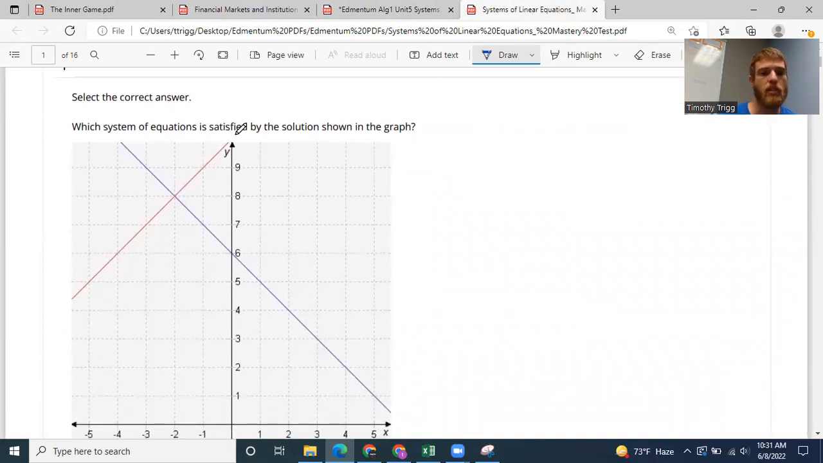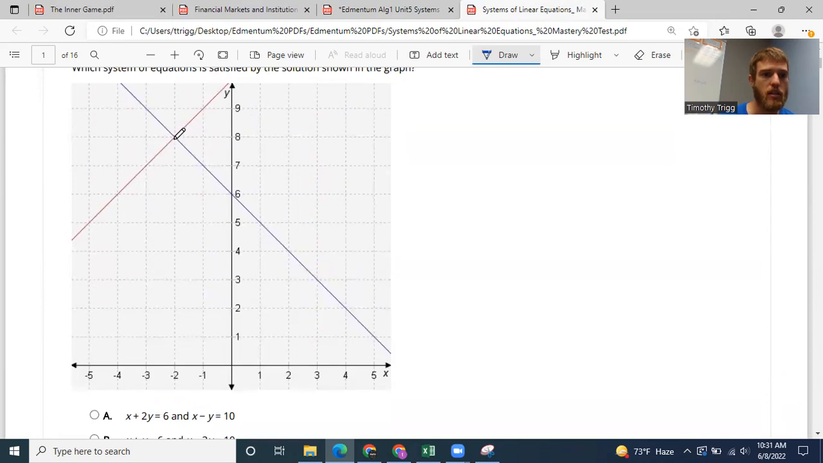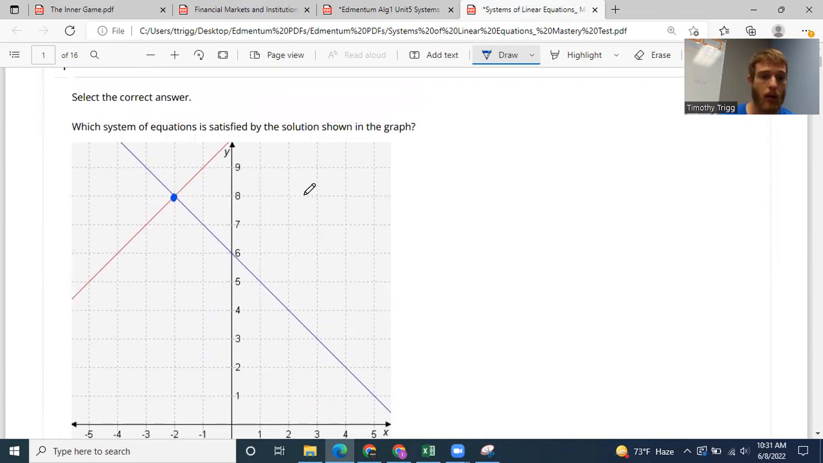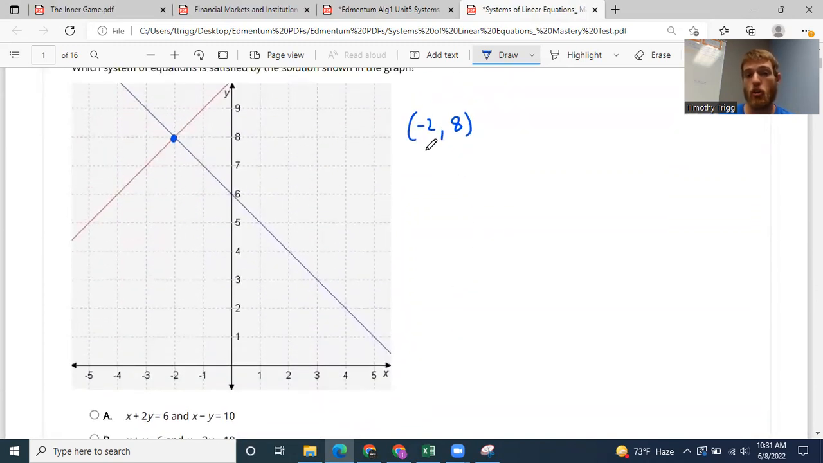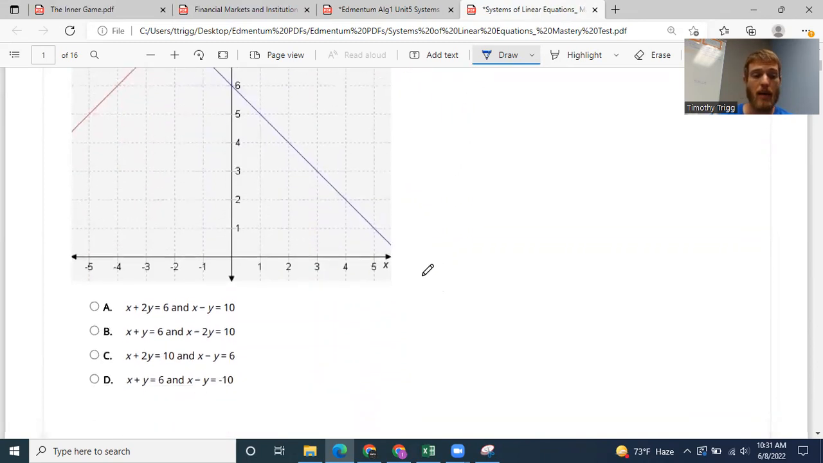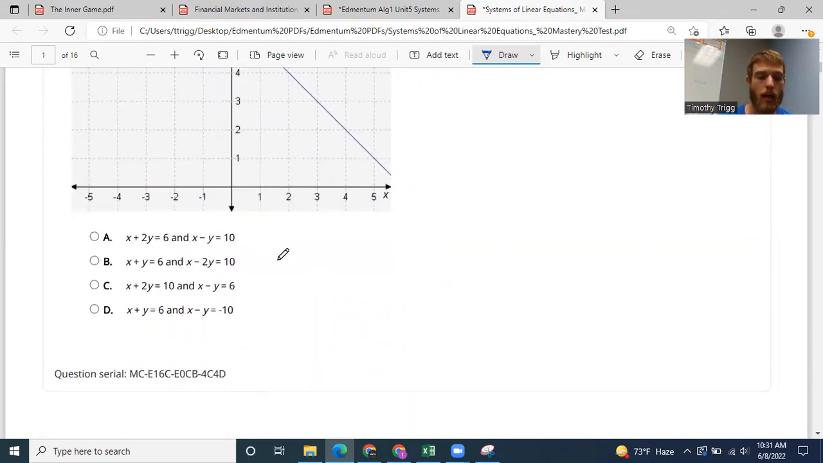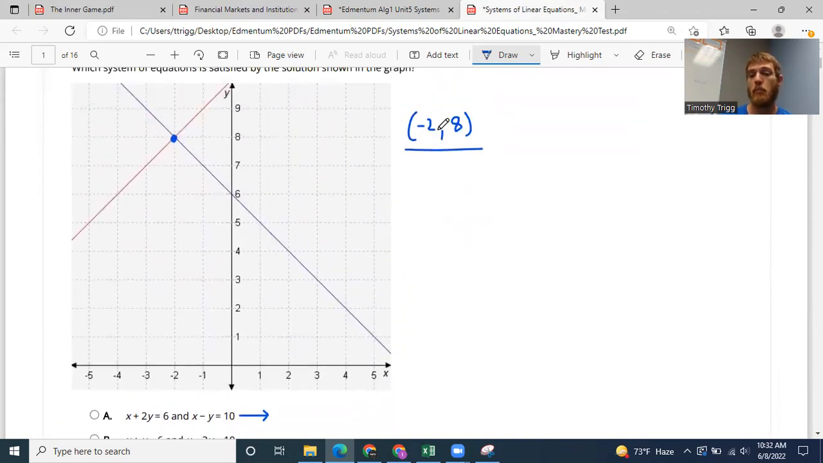All right, which system of equations is satisfied by the solution shown by the graph? Okay. So one thing I've noticed is that the intersection point is the solution. So in our case, our solution is (-2, 8). That tells us that whatever system is correct should go through this coordinate point, (-2, 8). So let's just check this one here. If this is the correct answer, then if I replace x with -2 and y with 8, it should produce a true statement for both equations.